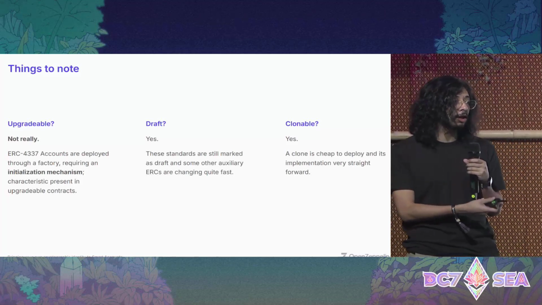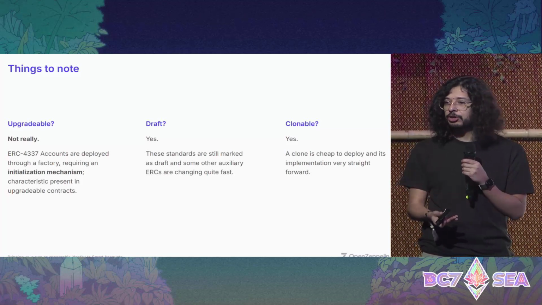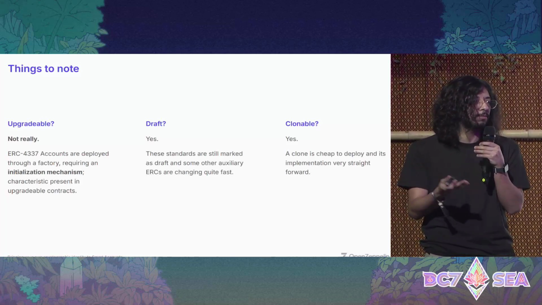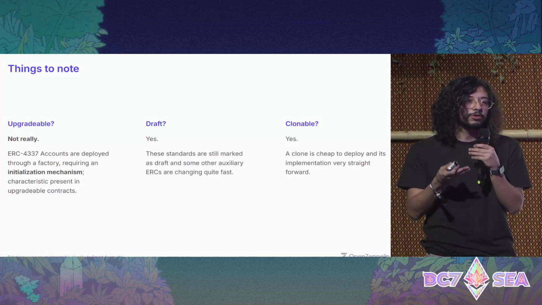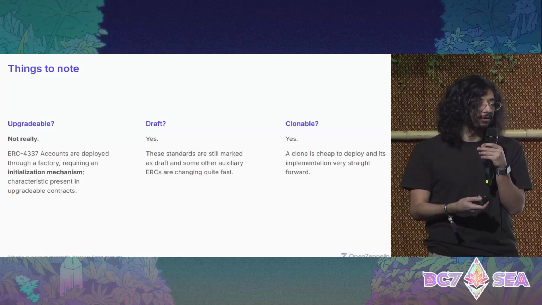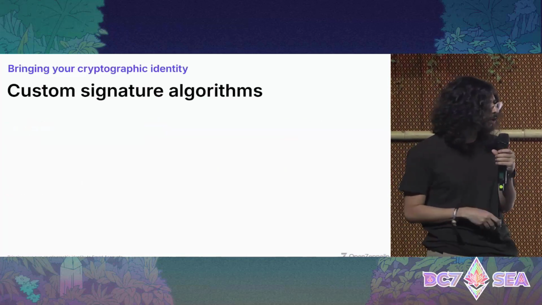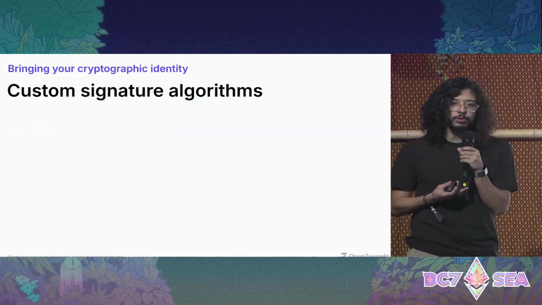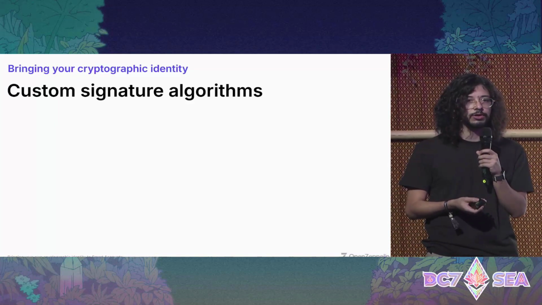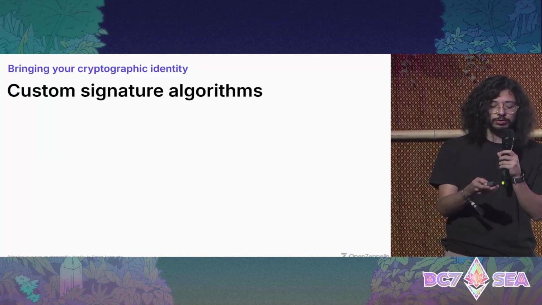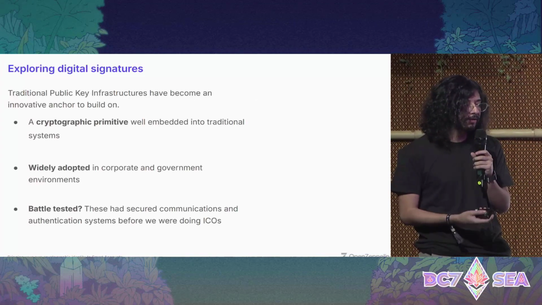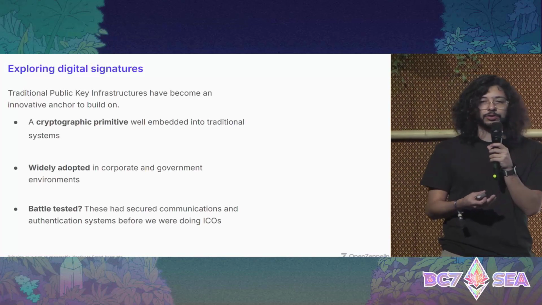Next thing, is it clonable? Yes, because as I mentioned, you need a factory, and because of this, you basically need some way of cloning an account so that it is pretty cheap to create and generate new instances of accounts, right? Okay, so let's get into custom identities or custom signature algorithms, which is the main thing we want to discuss here. So to get into this, let's explore a little bit on digital signatures, right?